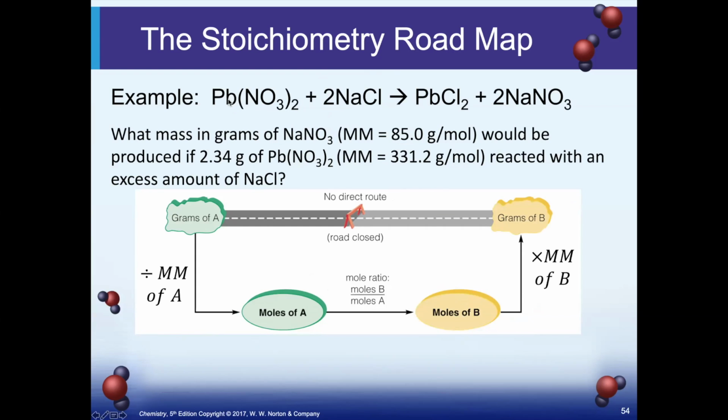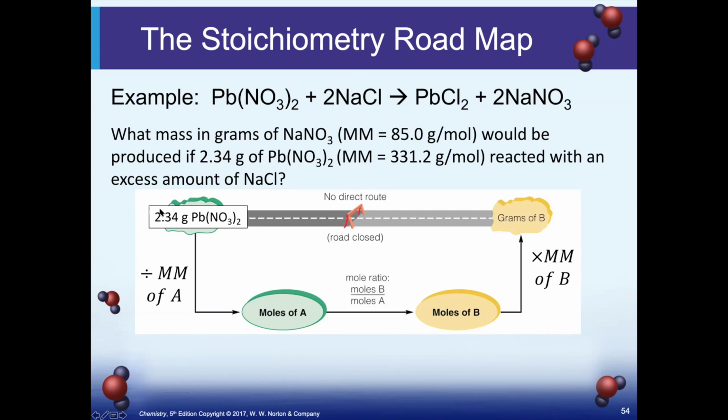So let's say that we have this chemical reaction. We have lead nitrate react with 2 sodium chlorides to form lead chloride and 2 sodium nitrates. And so the question is, what mass in grams of sodium nitrate, and this is the molar mass, would be produced if 2.34 grams of lead nitrate, molar mass right there, reacted with an excess amount of sodium chloride. Now that term there, excess amount, comes into play later. But for now, just know that we're not going to run out of sodium chloride. I have 2.34 grams of one of the reactants, and there's no way I'm going to run out of the other reactant. Okay? So just kind of setting the stage with our little diagram here.